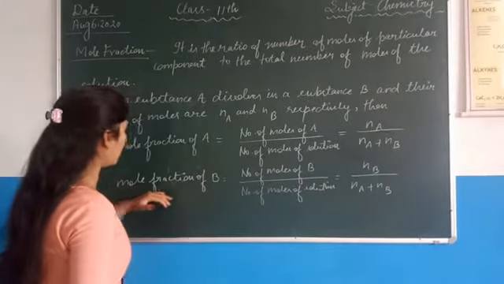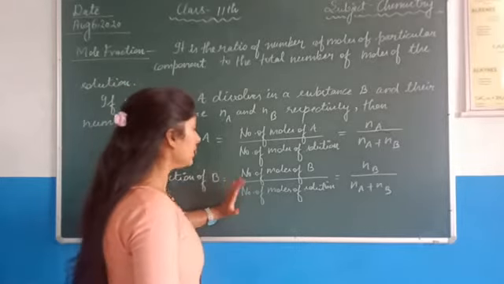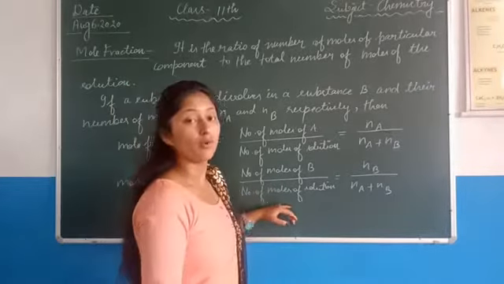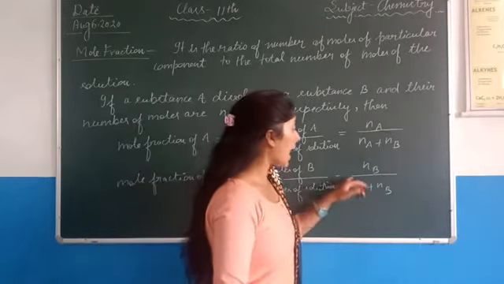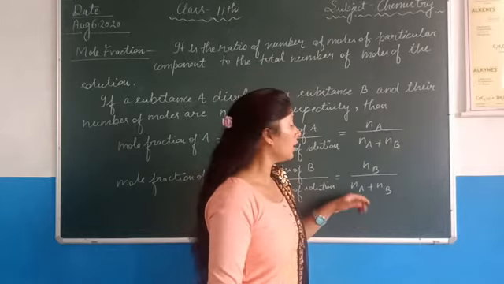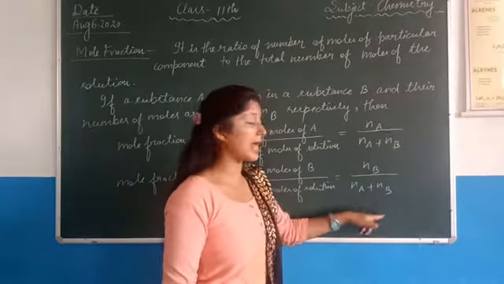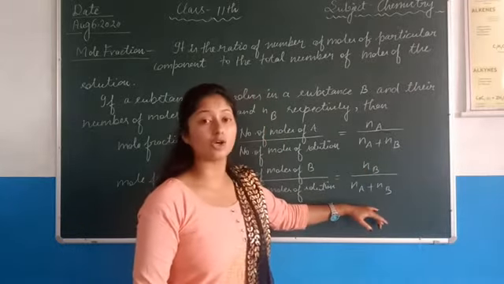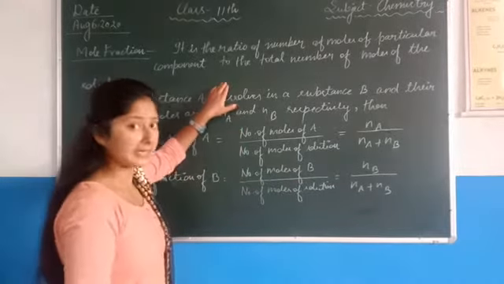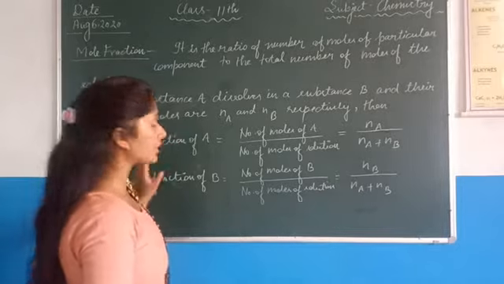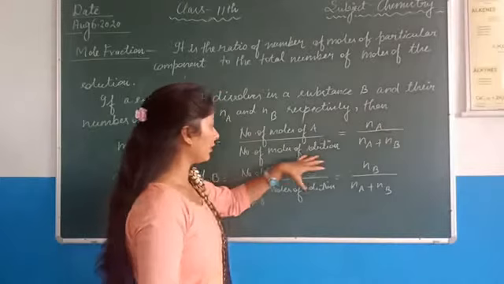And for the mole fraction of B, number of moles of B divided by total number of moles of solution. That means Nb over Na plus Nb. Here Nb is number of moles of substance B and Na plus Nb is total number of moles of solution. Okay, so for a given substance we can calculate mole fraction by applying this equation.